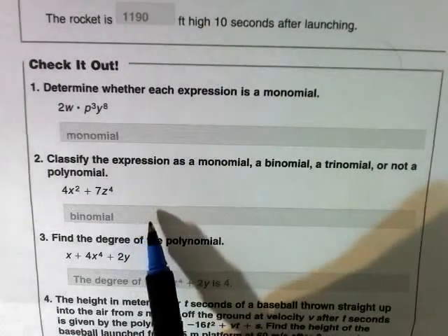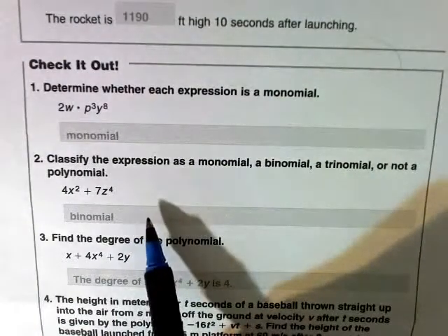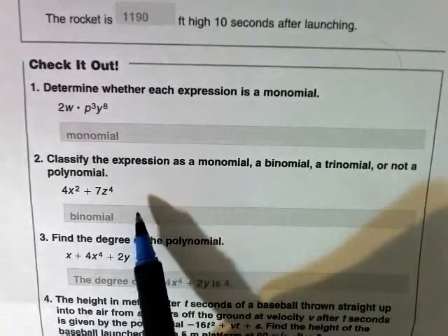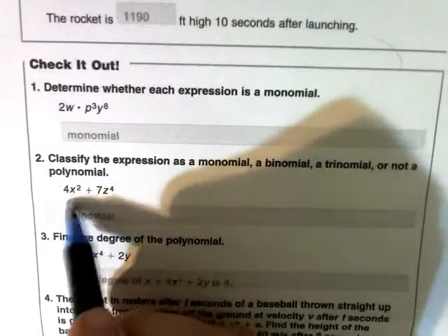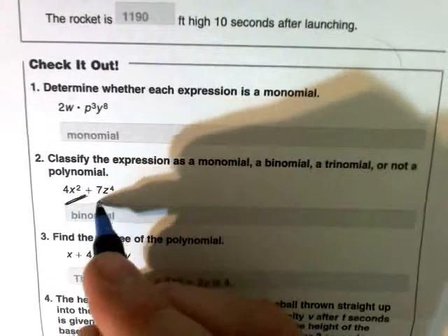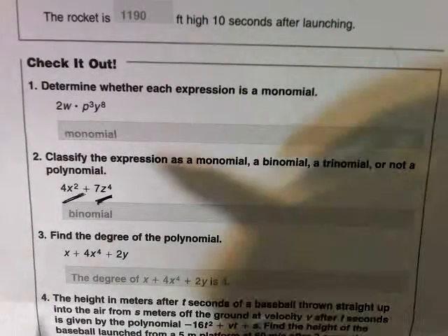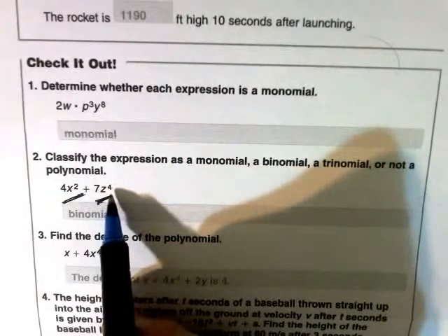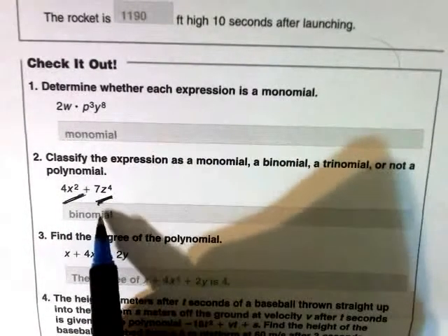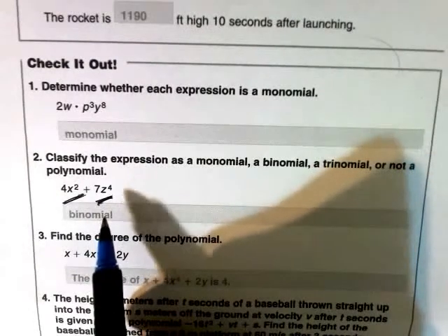Classify as a monomial, binomial, trinomial, or not a polynomial. So 4x squared plus 7z to the 4th. So the addition sign here, one addition sign, creates two distinct parts. Since there's no violations there, we've got whole number exponents here, nothing funky going on there. This is a binomial, two terms.